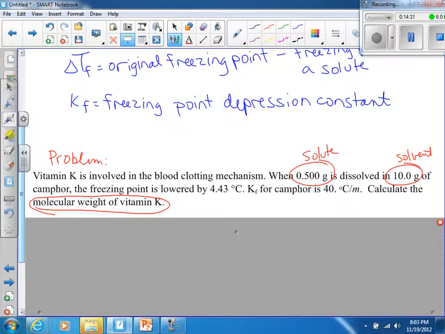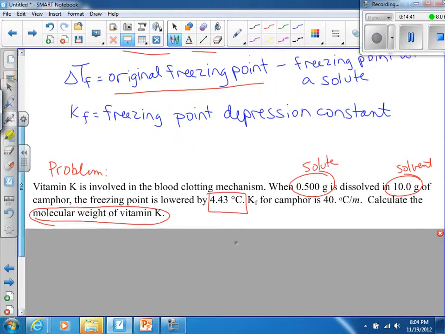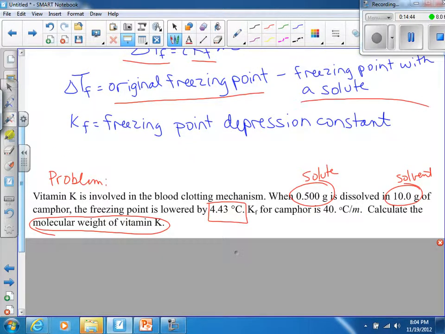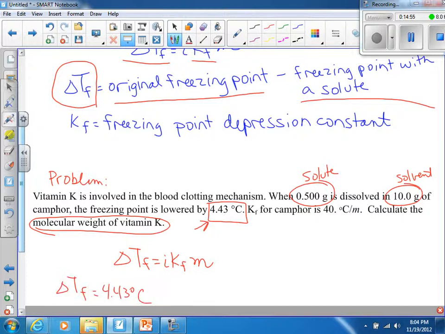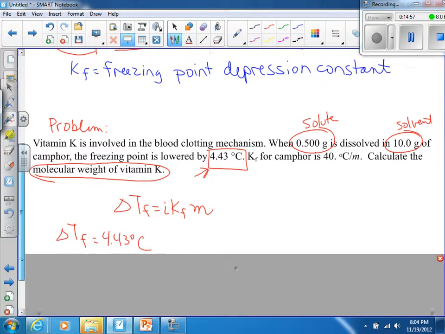Now, this is a little bit different. The freezing point is lowered by 4.43 degrees Celsius. So they've actually not given you the original freezing point and the freezing point with a solute. They've given you delta TF here. Okay, so this piece right here is the actual delta TF. There we go.